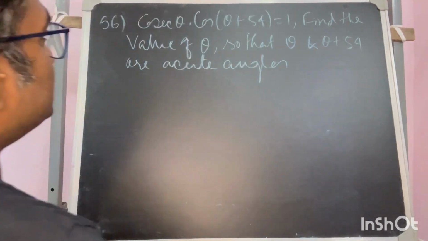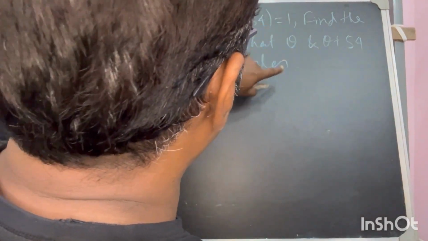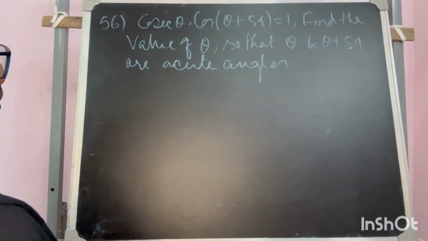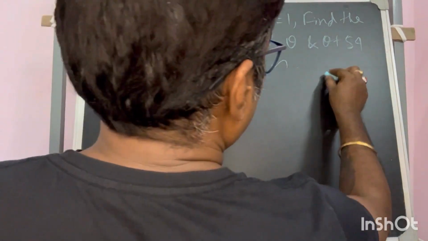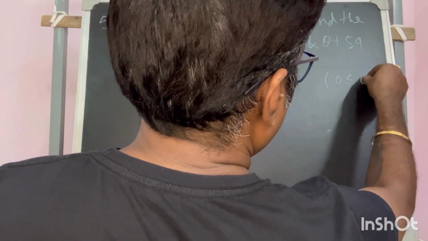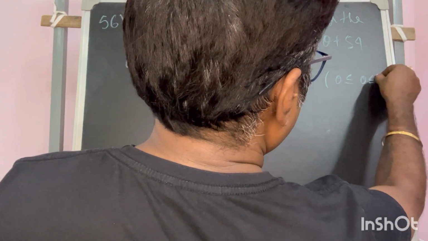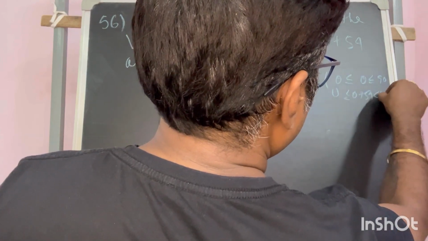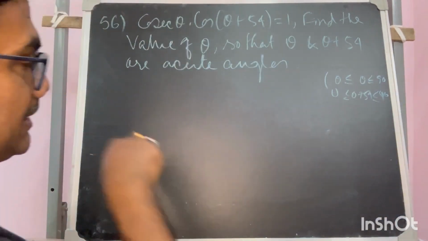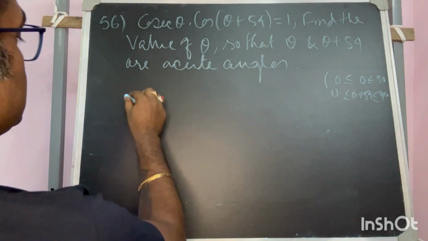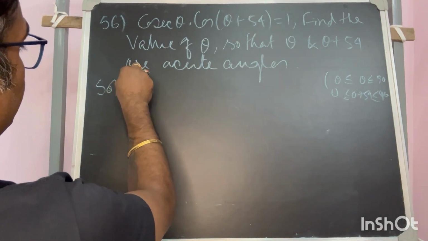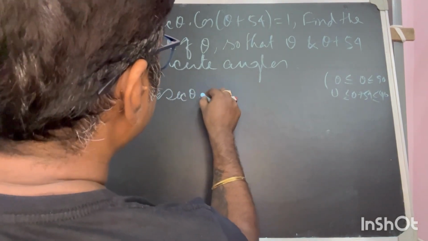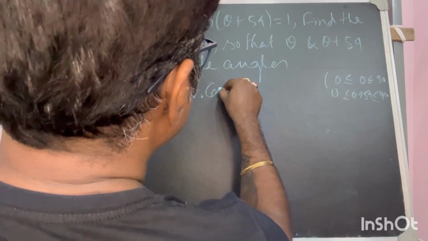So the condition is that theta must be such that from this equation I have to calculate, these two would be your acute angles. That means that theta, and theta plus 54 also, must lie between 0 to 90. It won't cross 90 degrees. So the value should be such that. I think that will automatically come because the relations seem to be such.